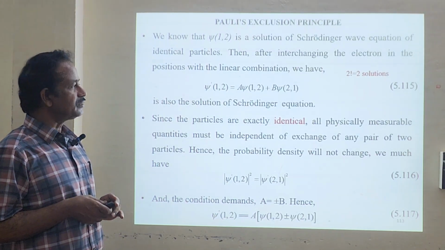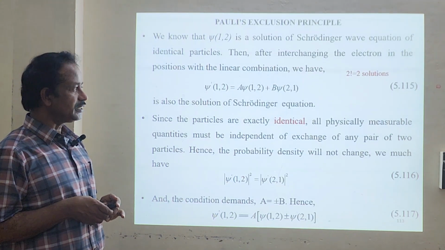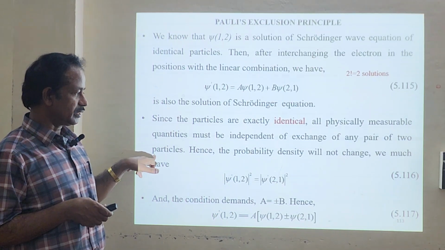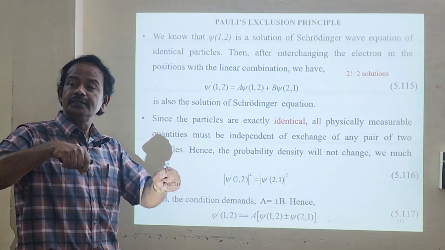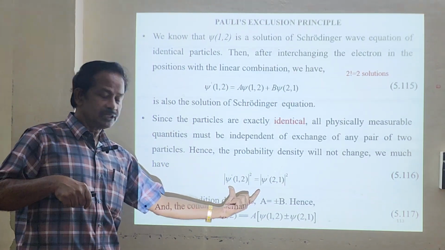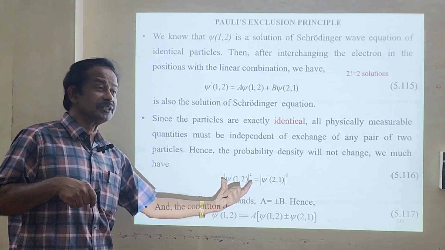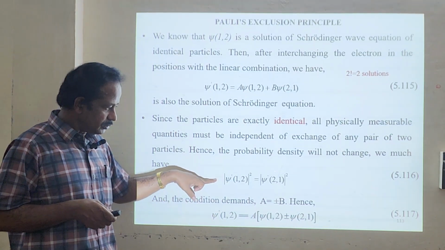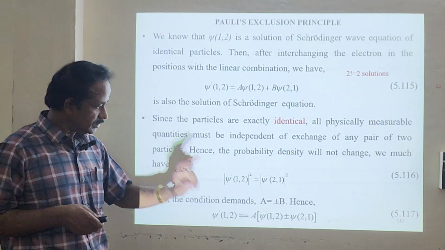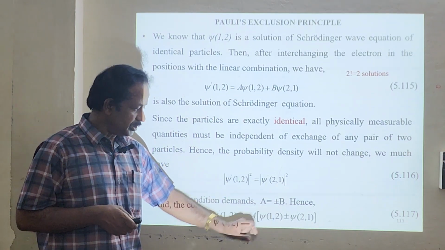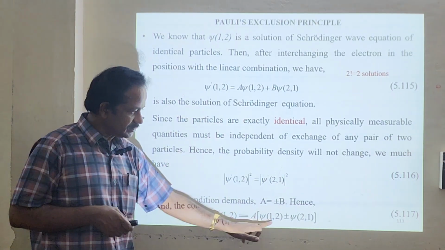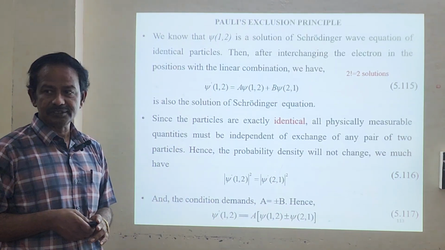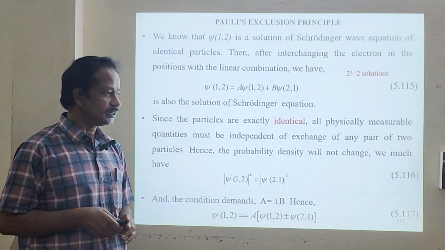Okay. Since the particles are exactly identical, all physically measurable quantities must be independent of the exchange of any pair of particles. Hence the probability density, because these particles will overlap, must surely be equal. We have seen this earlier. Now taking the root will give you two solutions. Your A will become plus or minus B. Okay, the solution will become exactly like this. Plus stands for the symmetric and minus stands for the antisymmetric wave function.